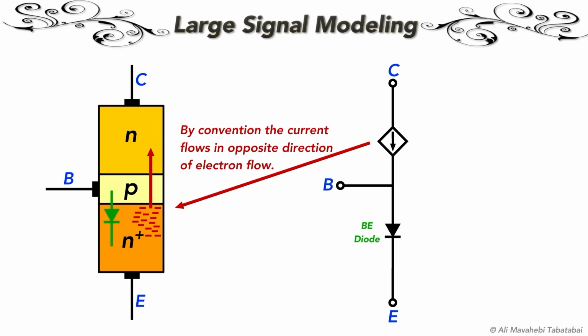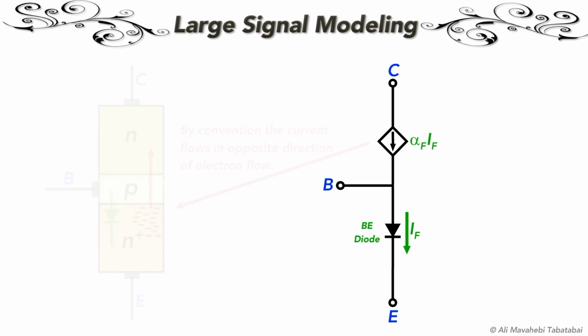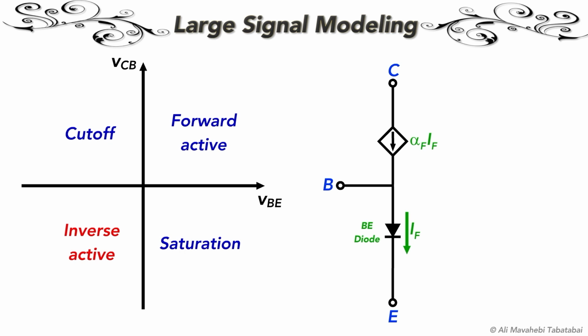Here I placed a dependent current source because, as mentioned in previous videos, the value of collector current in the active region depends on the base-emitter voltage or the current of the base-emitter diode. In a BJT transistor, we have 4 operating regions. Also, there is a breakdown region which is not an operating region. The breakdown region should always be avoided in transistor circuits.